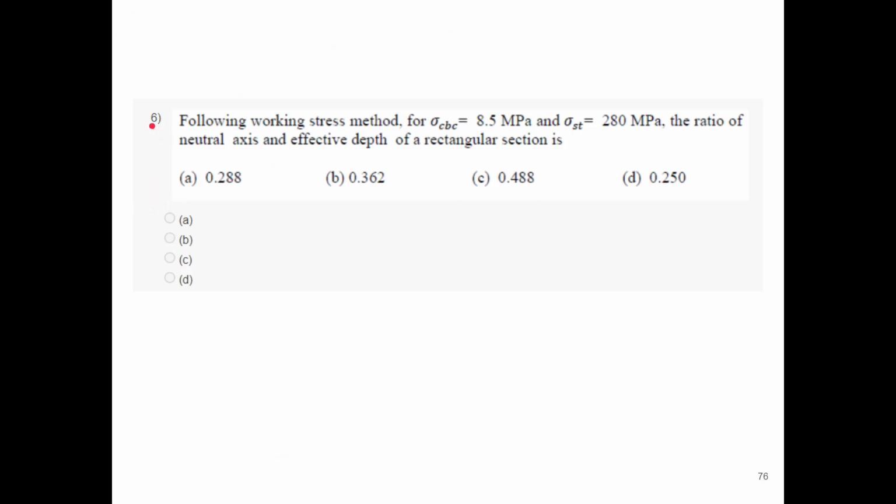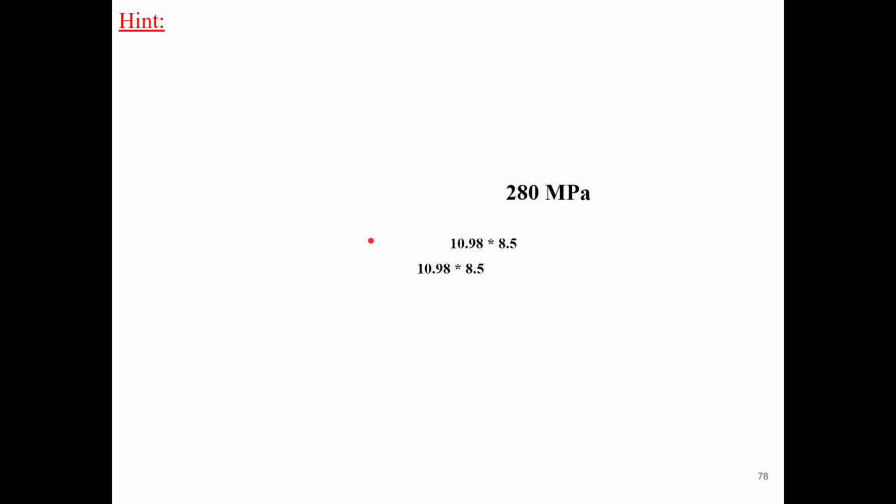Next question, 6. Following working stress method for sigma cbc equal to 8.5 megapascal and sigma st equal to 280 megapascal, the ratio of neutral axis and effective depth of a rectangular section is how much? The options are 0.288, 0.362, 0.488, or 0.250. So we need to find out the ratio of neutral axis and effective depth as per the working stress method.